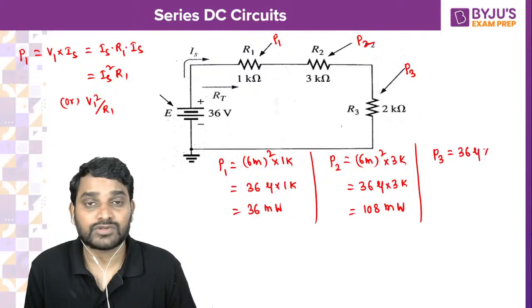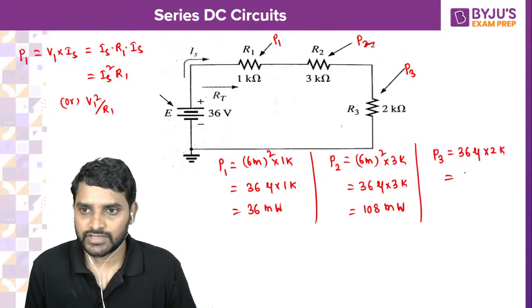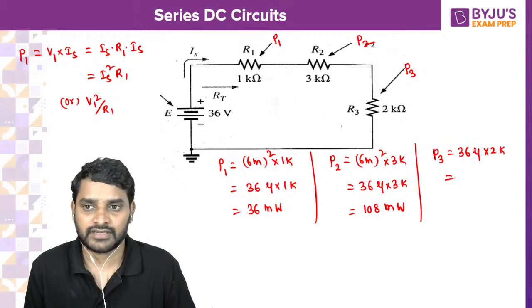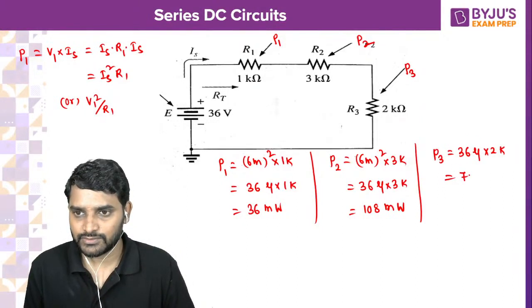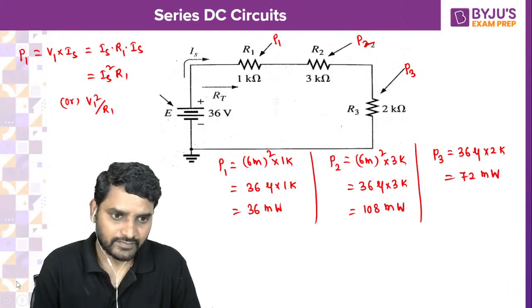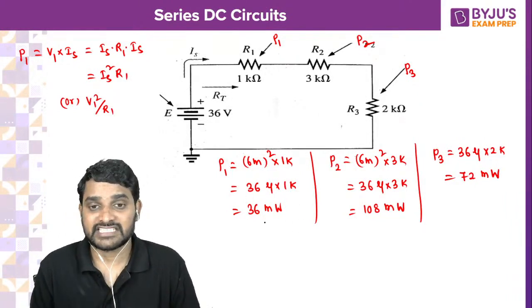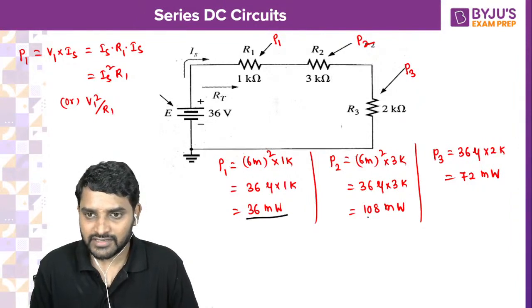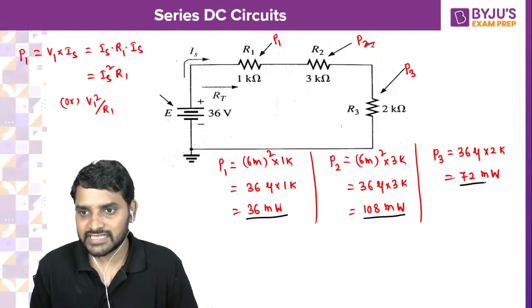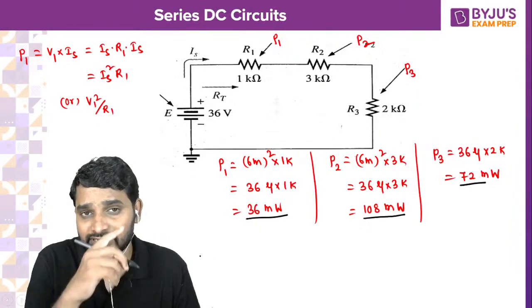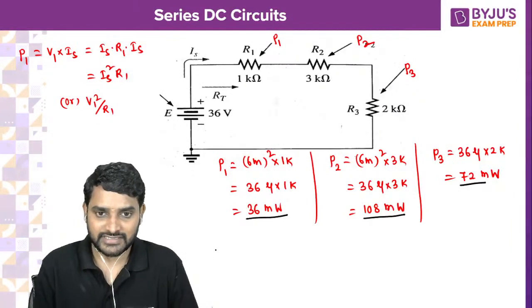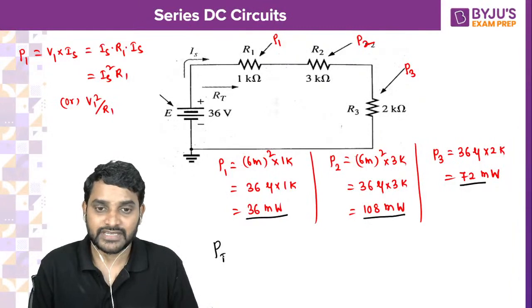Can you tell me what is P3? 36 micro into 2 kilo. So kilo micro gets cancelled, you will get milli. So 36 into 2, you are going to get 72 milliwatts. Now let us check all the power dissipations. 36 milliwatts, 108 milliwatts and 72 milliwatts. The total power dissipation at each and every resistor is the total power dissipation.